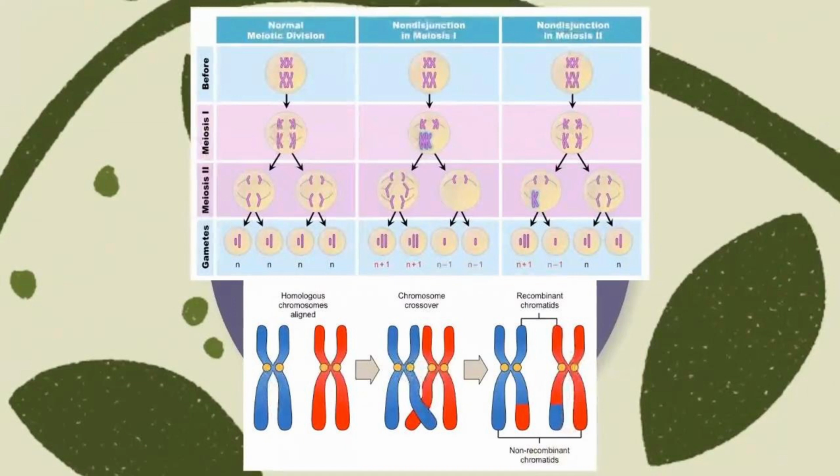The first way is the independent assortment of the chromosomes during meiosis, and it also happens via crossing over. This is where non-sister chromatids can swap bits, so bits can break off of one chromatid and join to the other and vice versa. Again, do go back and listen to the previous lesson because I go into much more detail on this there.